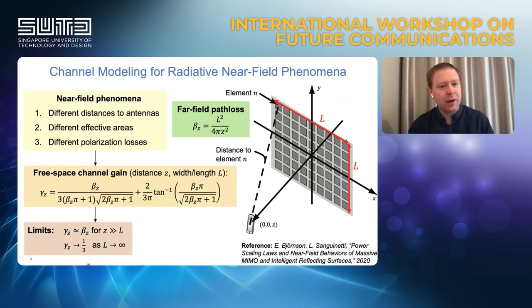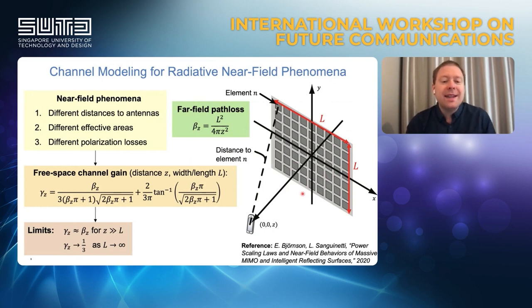Why don't we get 1? Well, first of all, half of the power goes backwards. We can only capture half of it. That would be 1/2. But why did we get 1/3? Well, we actually lose some in polarization losses when the signal comes in from very weird angles when they are far away. Okay, so we can use this formula.